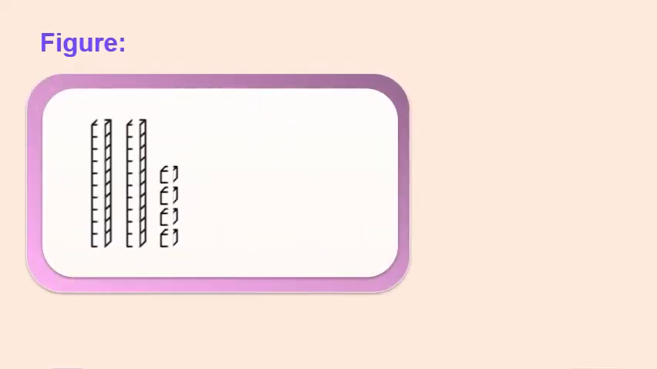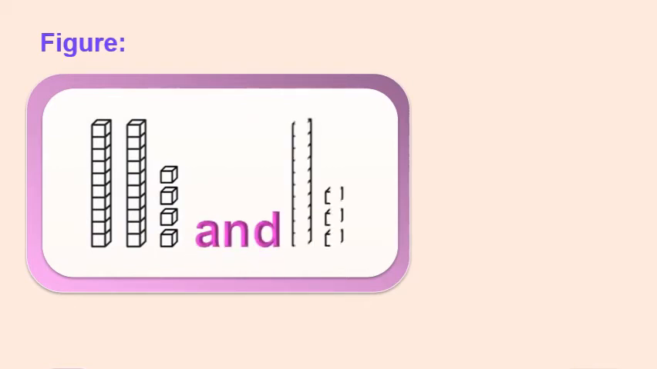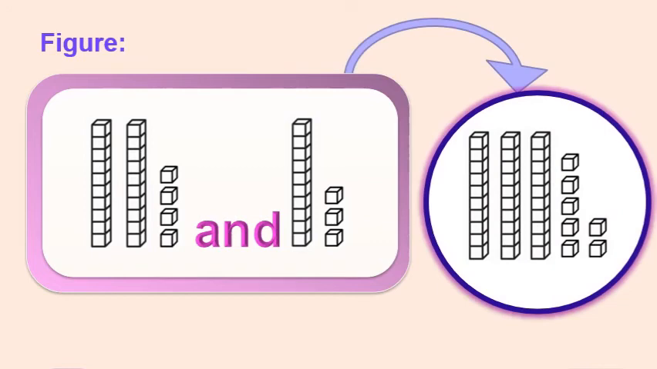We can answer this by using the figures. There are 2 tens and 4 ones, and 1 ten and 3 ones. When you add this all together, you will get 3 tens and 7 ones, which means altogether there are 37 pencils.